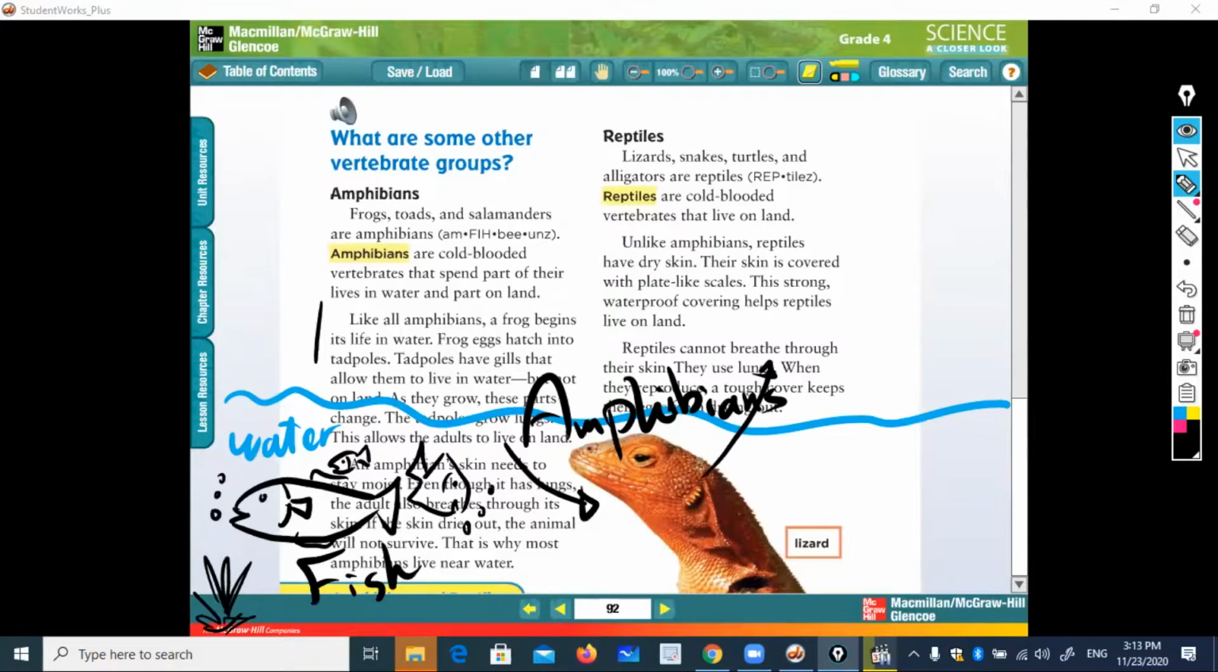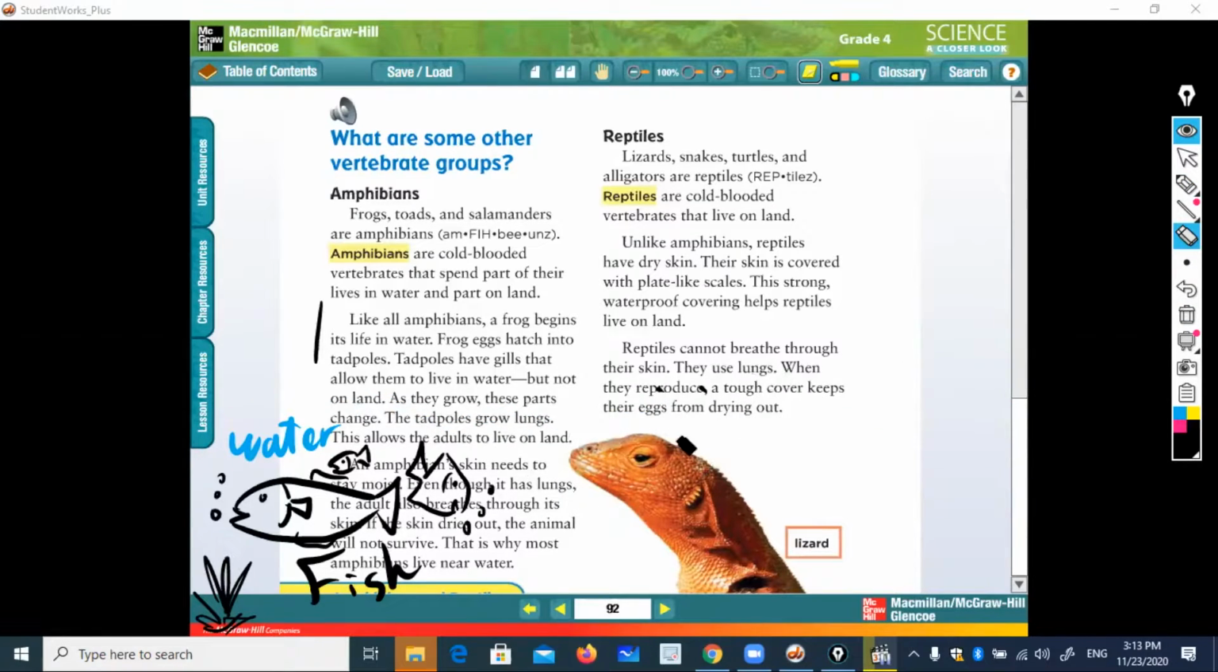I will explain the life cycle of the frog to understand about the amphibians. The amphibians live one part of their life on land and another part under the water. Now, guys, that is the frog. That is the adult frog.